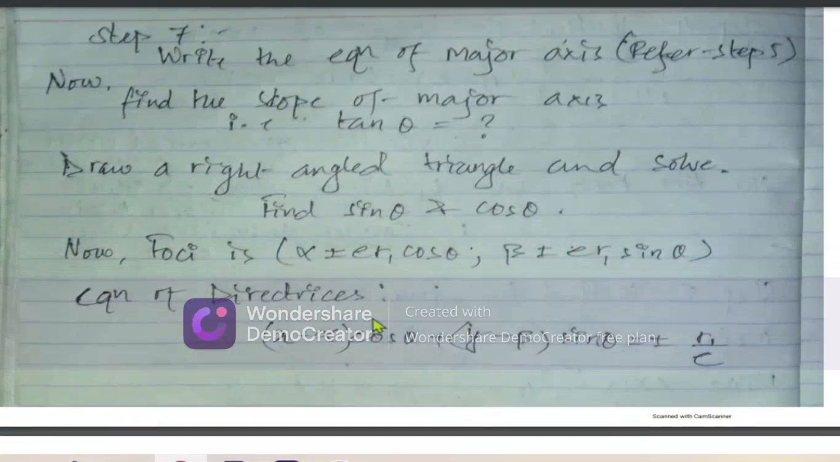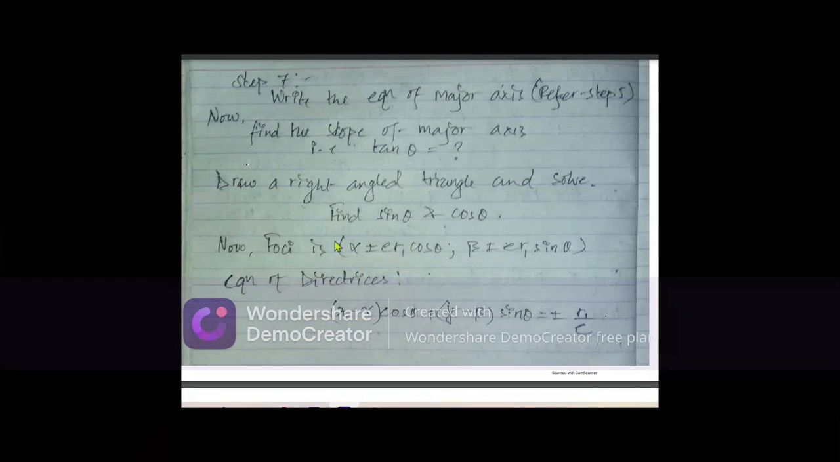And for the equation of directrices, it is (x minus alpha) cos theta plus (y minus beta) sin theta equals plus or minus r1 by e, and e stands for eccentricity. So this is the working rule of the general ellipse. Let's move to the question.